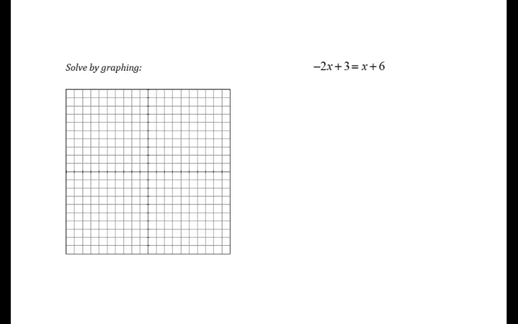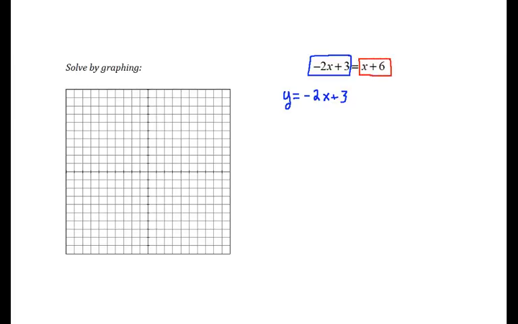We're going to solve this equation by graphing. The first thing we want to do is look at each side of the equation individually. This side gives me y equals negative 2x plus 3. The other side gives me y equals x plus 6.